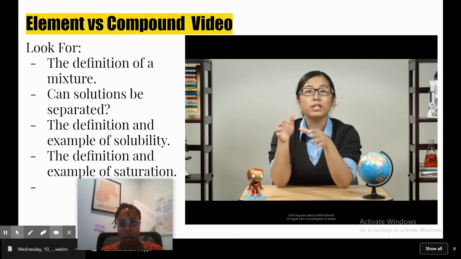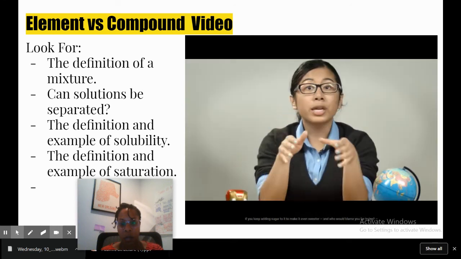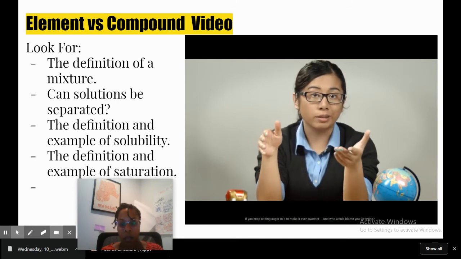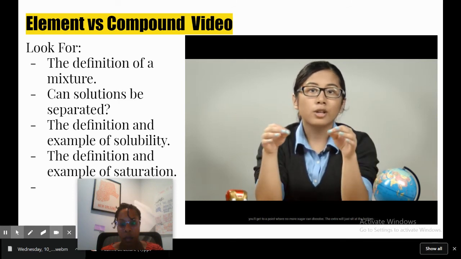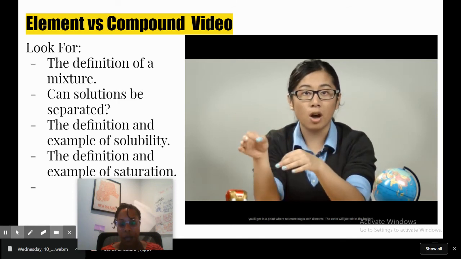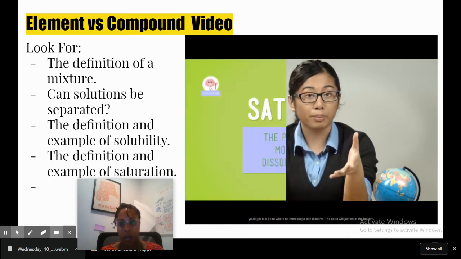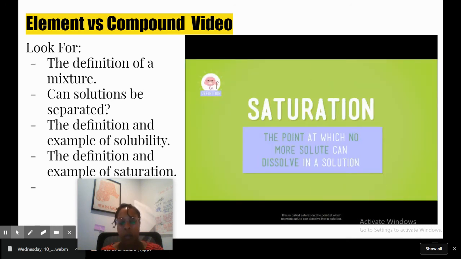Let's say you pour a whole bunch of sugar into a small glass of water. If you keep adding sugar to it to make it even sweeter, and who would blame you for trying, you'll get to a point where no more sugar can dissolve. The extra will just sit at the bottom. This is called saturation, the point at which no more solute can dissolve into a solution.